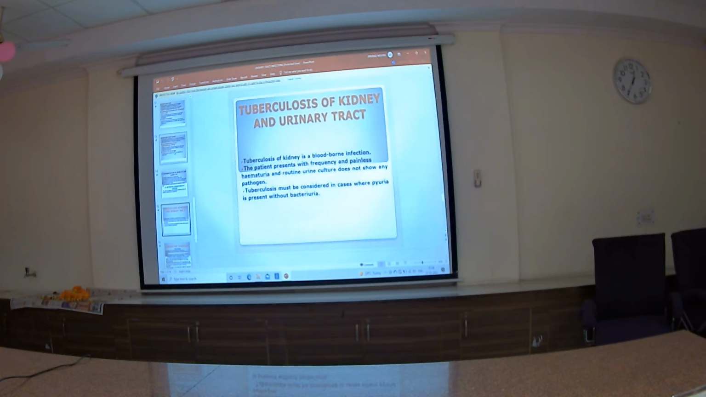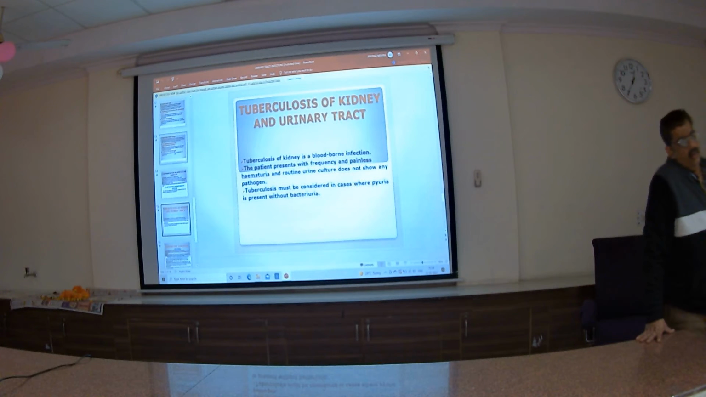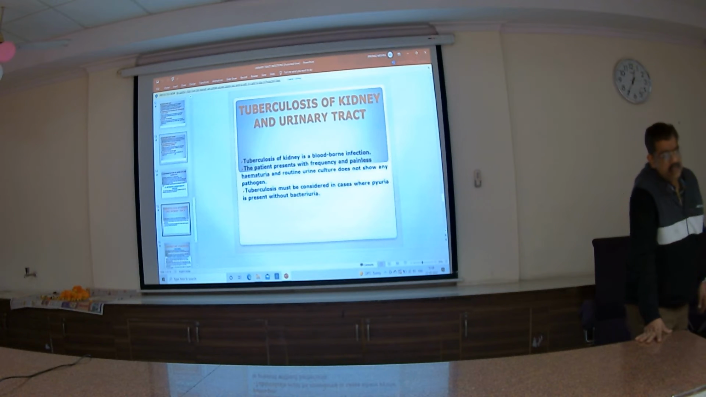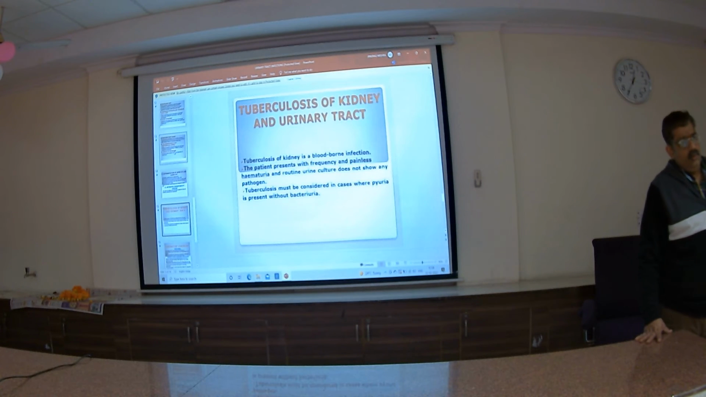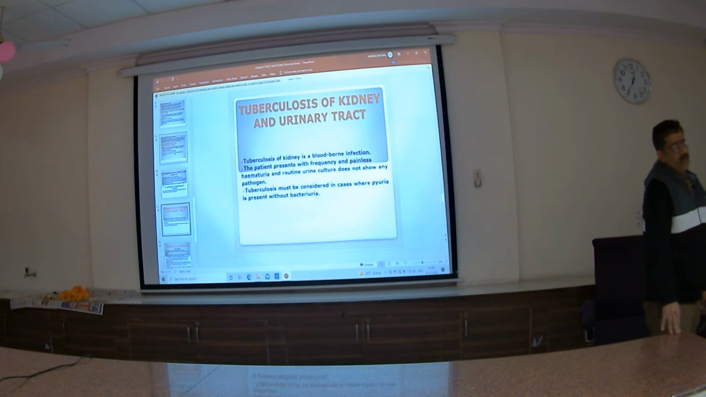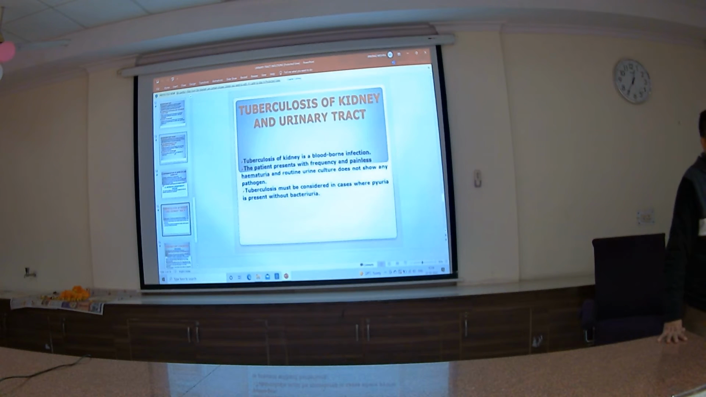A strong indicator of tuberculosis of kidney is presence of pus cells without a significant number of bacteria in urine. That is, a presence of pyuria without bacteria suggests tuberculosis of kidney and urinary tract.